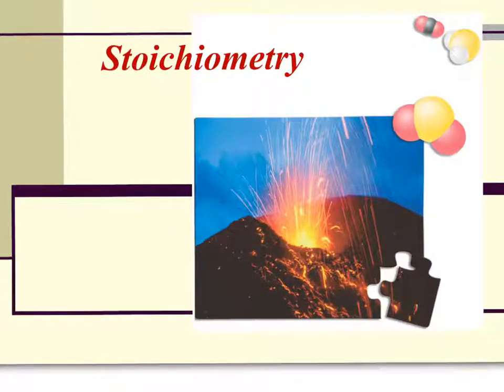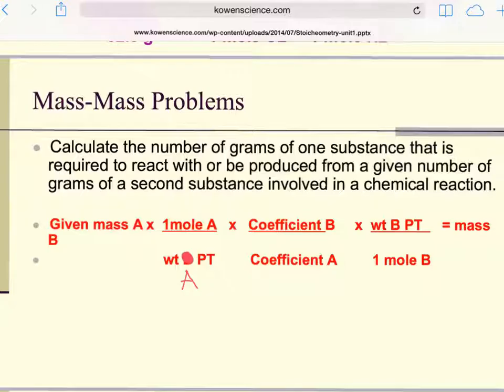This video will review mass-to-mass stoichiometry problems. Here we have a mass problem. In a mass problem, we calculate the number of grams of one substance that is required to react with or be produced from a given number of grams of a second substance.